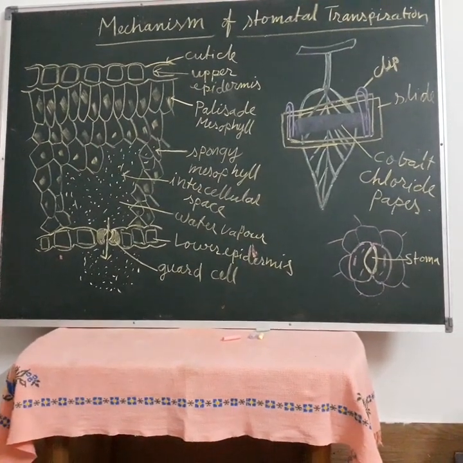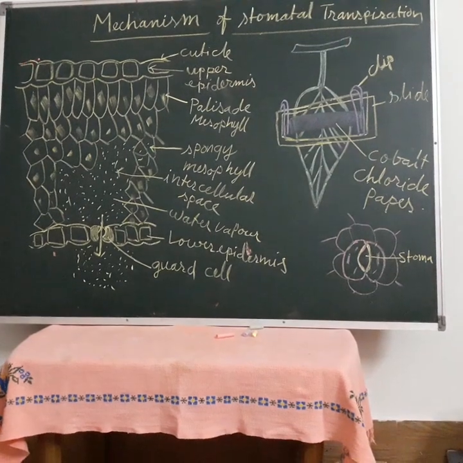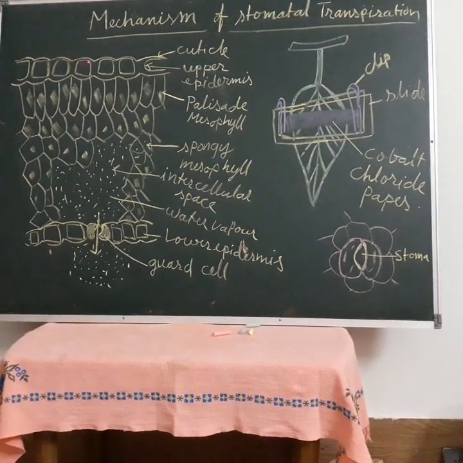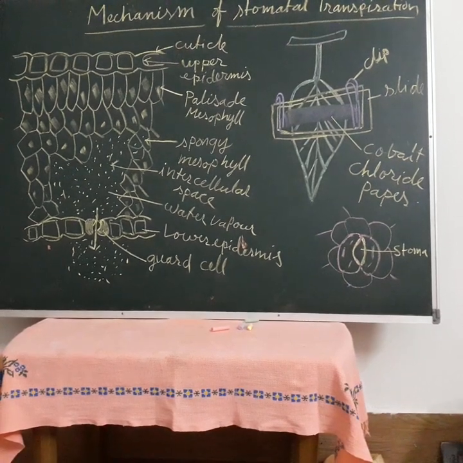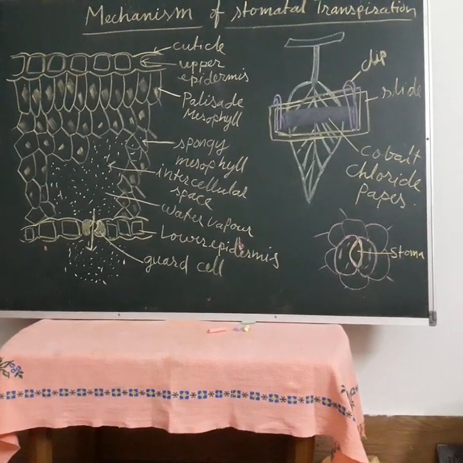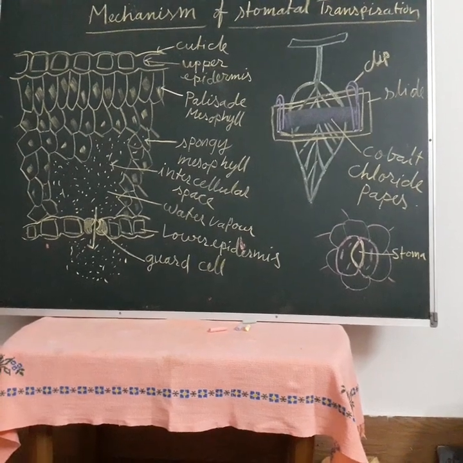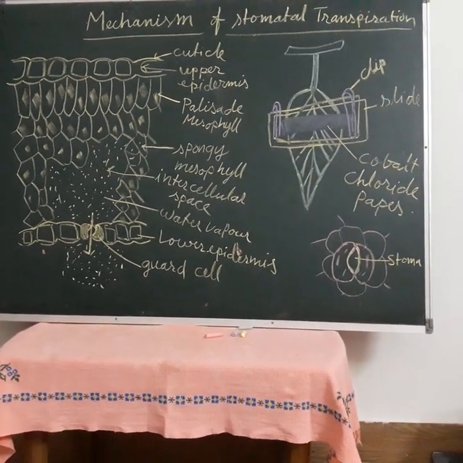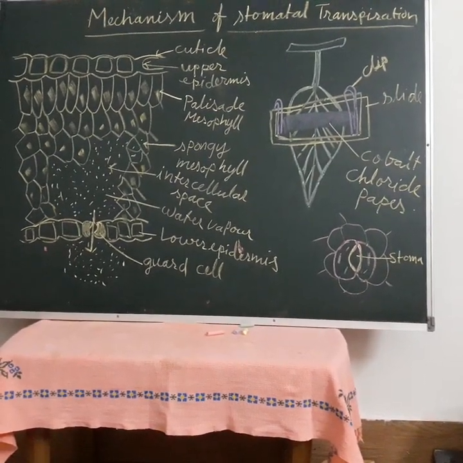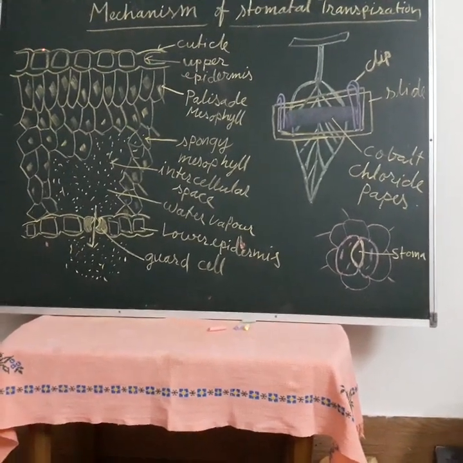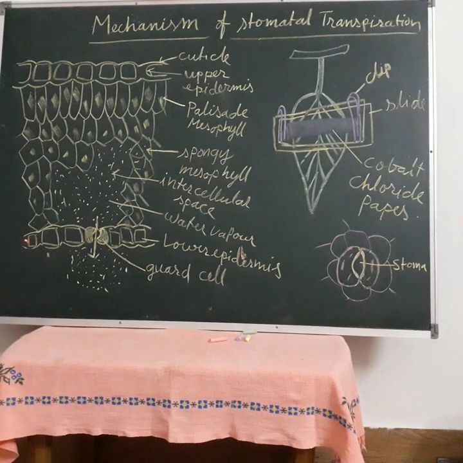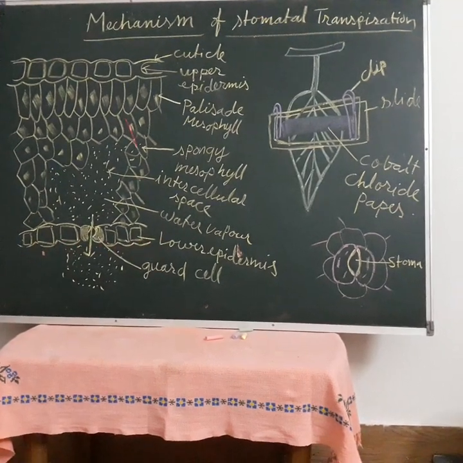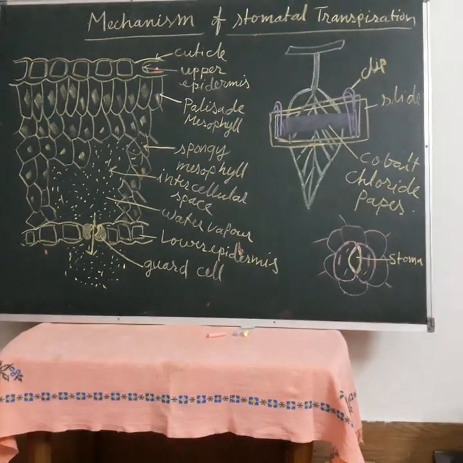Next is cuticular transpiration. You can see the cuticle here. Cuticle is a waxy layer secreted by the epidermis on the two surfaces of the leaf. It is a waxy layer found on both surfaces of the leaf. This is the lower surface and this is the upper surface.